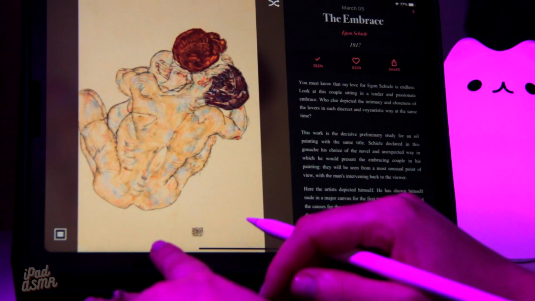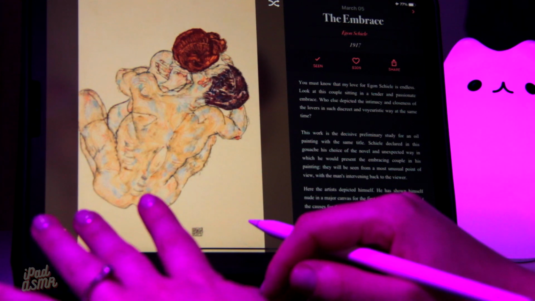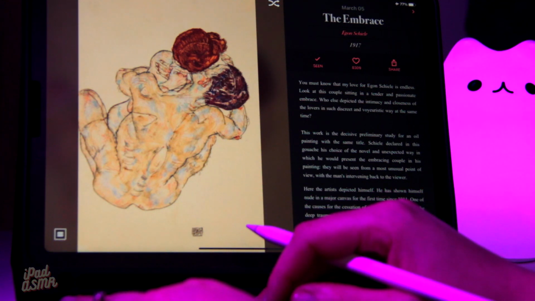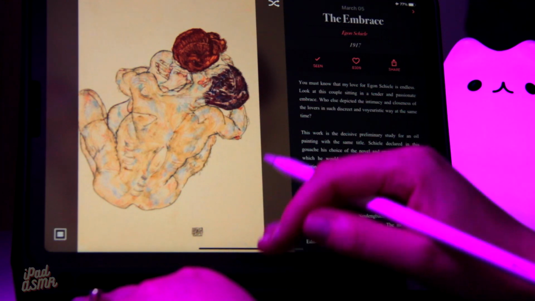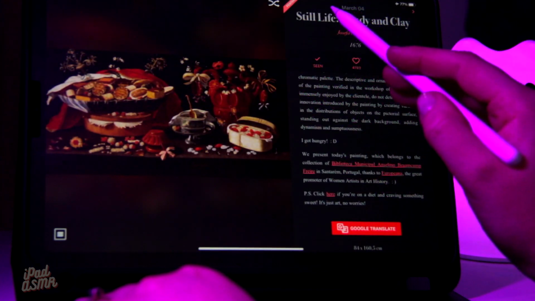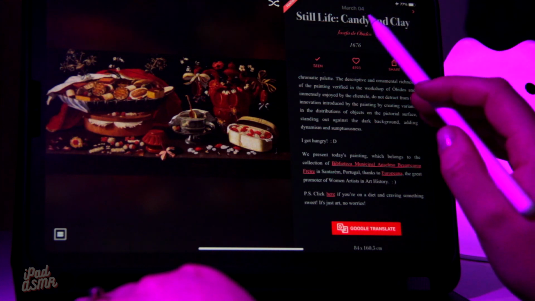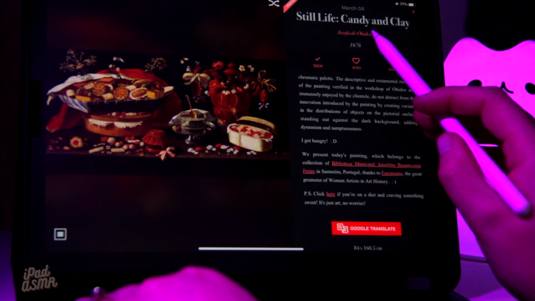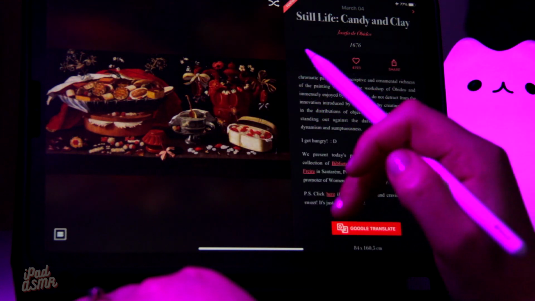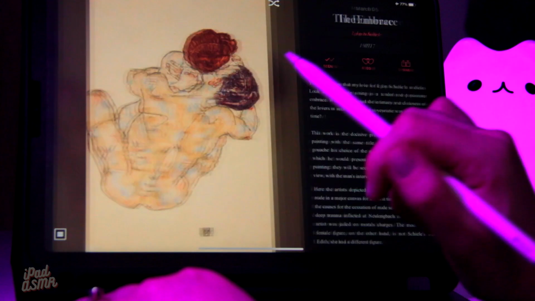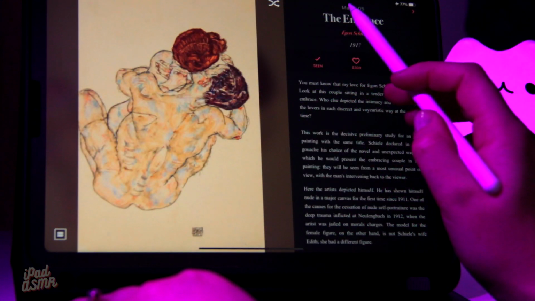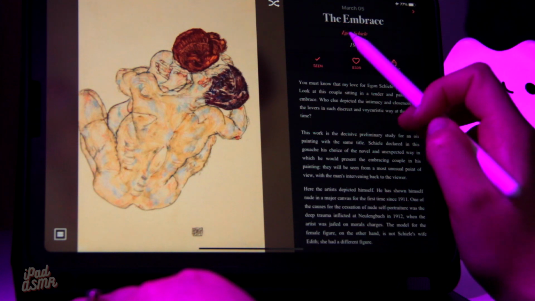Today we are moving on to another painting in the Daily Art app. You'll remember last time we looked at Still Life, Candy and Clay by Josefa Diobidos, which was very interesting and it made me very, very hungry. But today we are moving on to The Embrace by Egon Schiele.